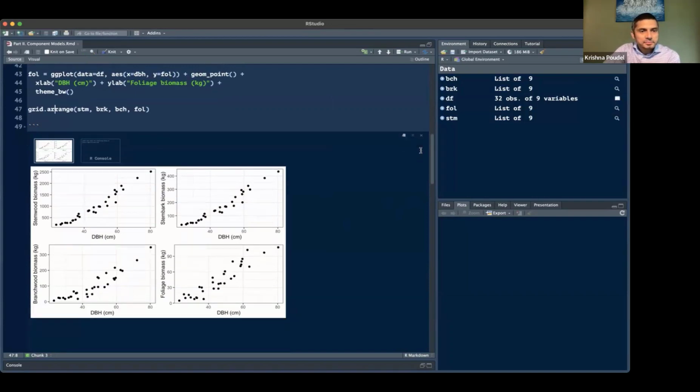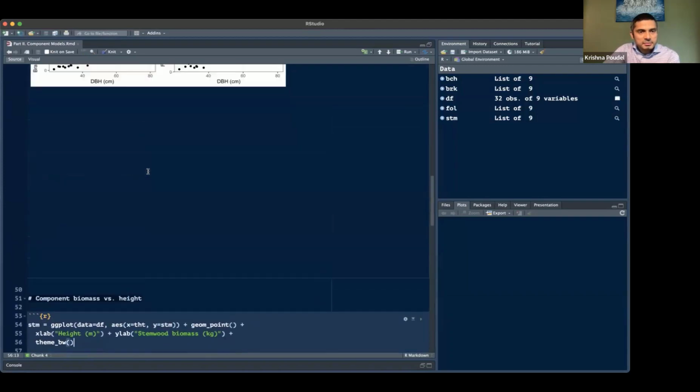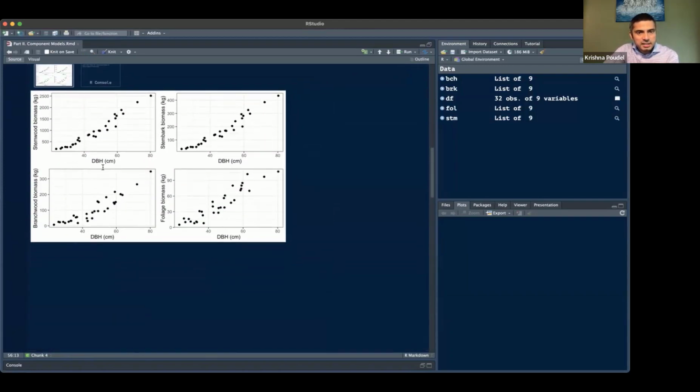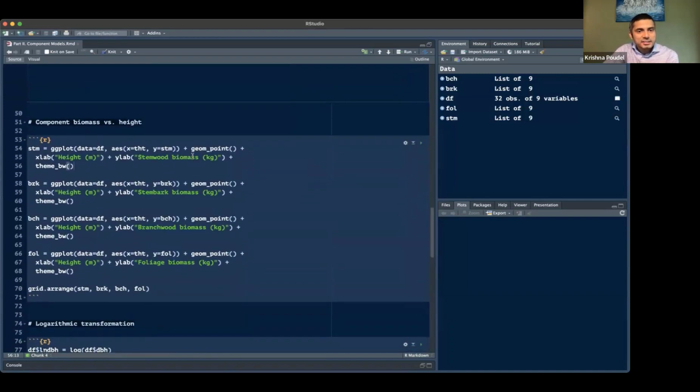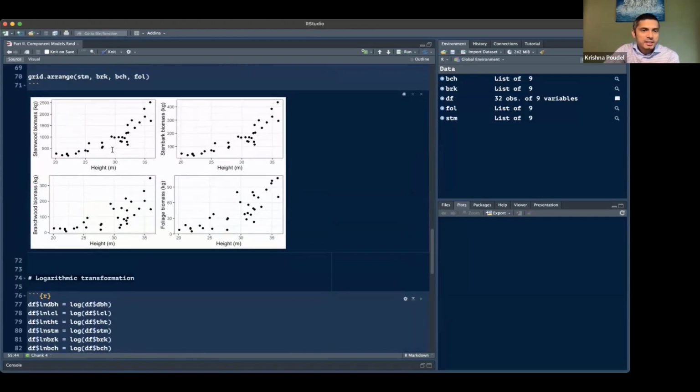And then second, I'll create a similar plot, but instead of DBH on x-axis, I'll have height, total tree height. Okay, and then I can run that code. And as we saw before, for the total above ground biomass, we saw a slightly curved relation of DBH and height.